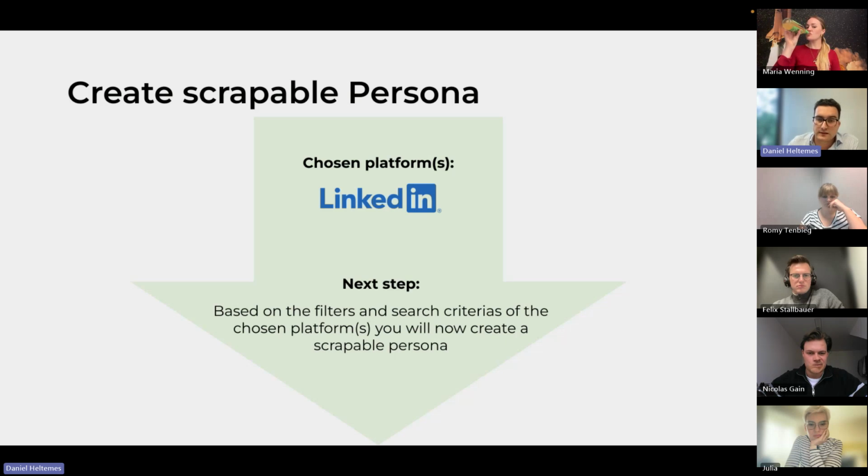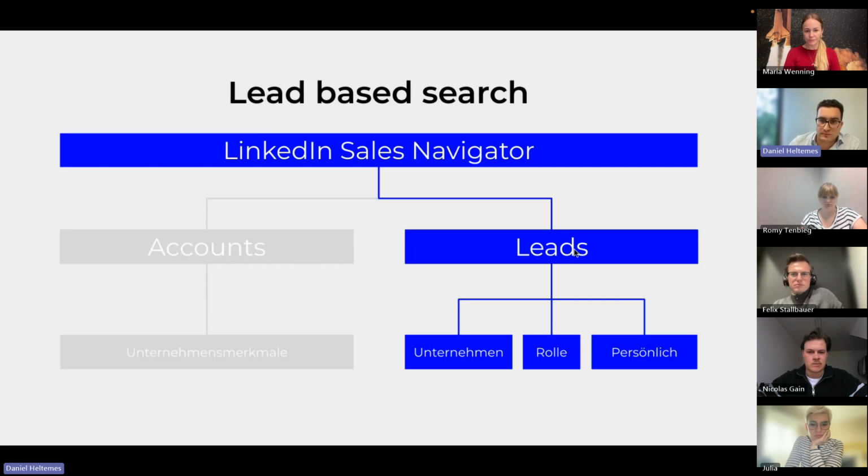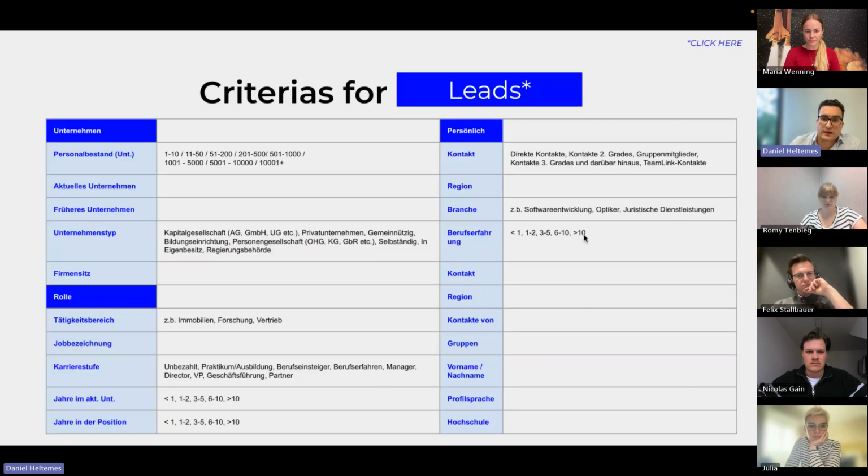So let's focus on LinkedIn. It's the cheapest and easiest one. In LinkedIn, you have different possibilities. You can either select accounts or you can select leads. Accounts are basically company-based and leads are person-based criteria. We will focus on person-based, lead-based criteria. And here, basically, we would just create our scraper persona.